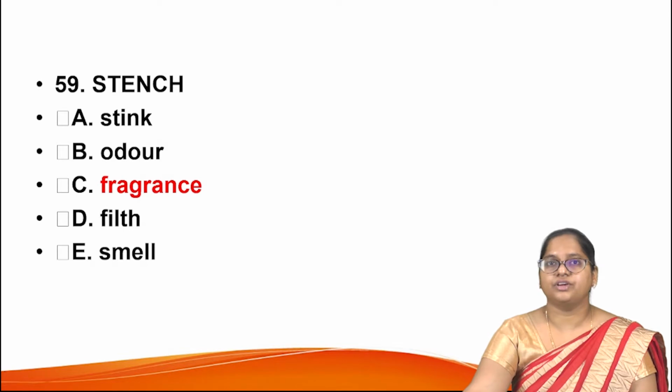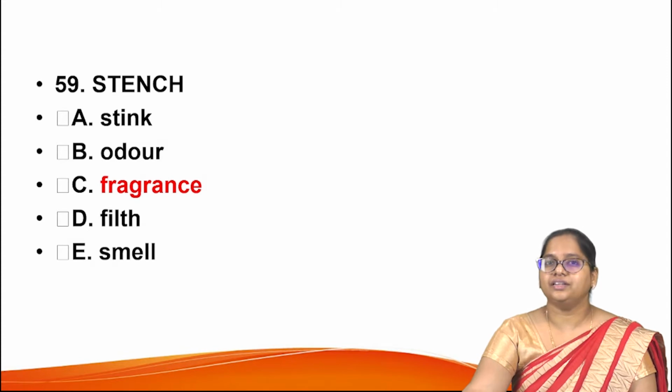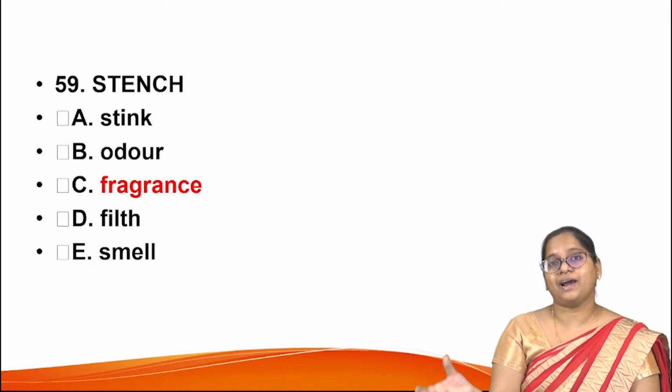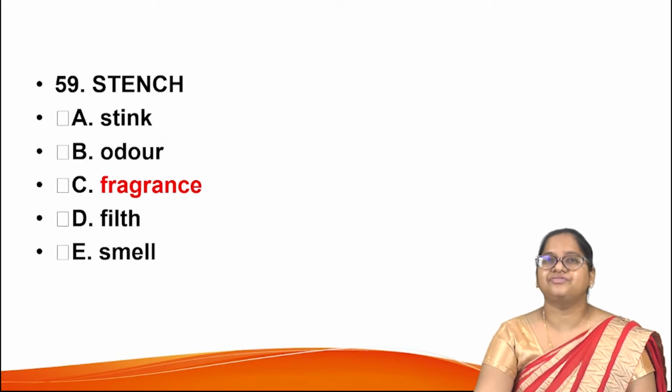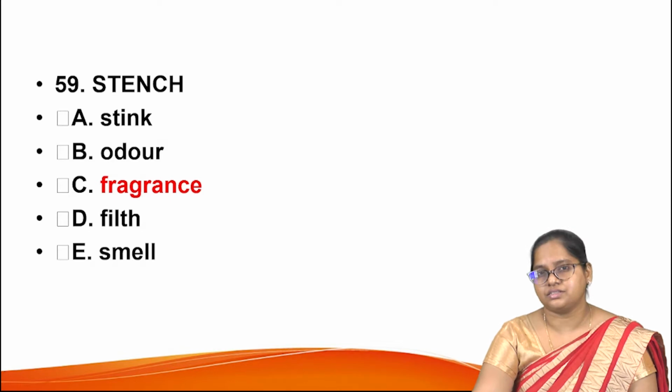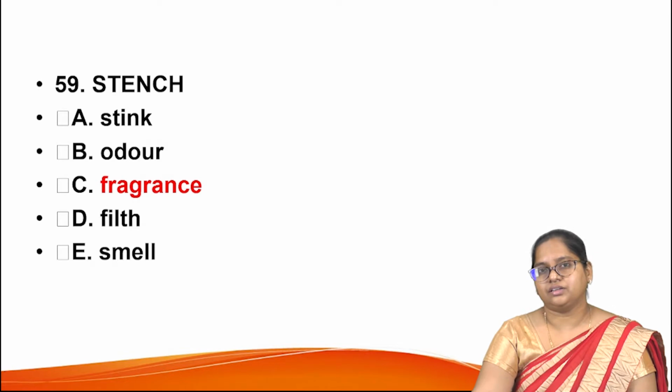Let us look at option 1, stink. Stinking means what? It is again one form of stenching, it smells bad. So that is one thing. Odor is like good odor, bad odor. So that is a neutral term, but it is related to smell. C is fragrant, pleasant, a very sweet smell to take in. Next, filth is dirt, and it is completely garbage.